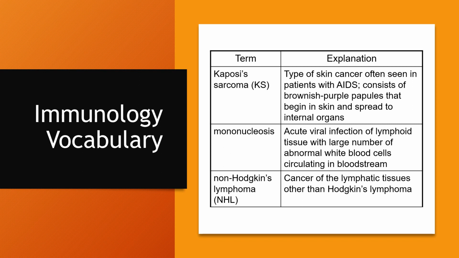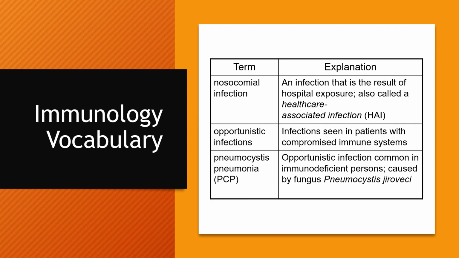Mononucleosis is an acute viral infection of lymphoid tissue with large number of abnormal white blood cells that circulate in the bloodstream. Non-Hodgkin's lymphoma, abbreviated NHL, is a cancer of lymphatic tissues that's different from Hodgkin's lymphoma. A nosocomial infection is one that's a result of hospital exposure. It's also called a healthcare-associated infection, HAI.